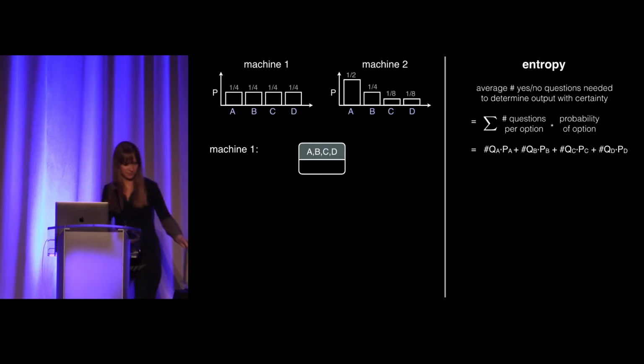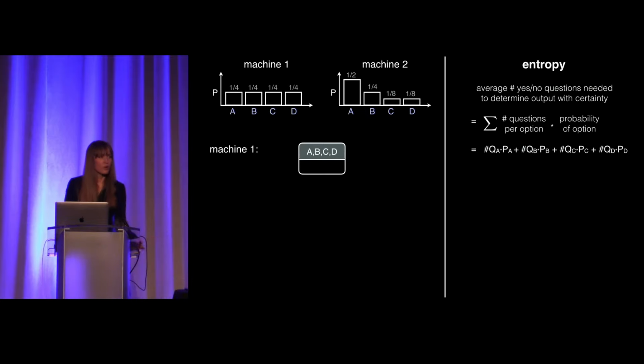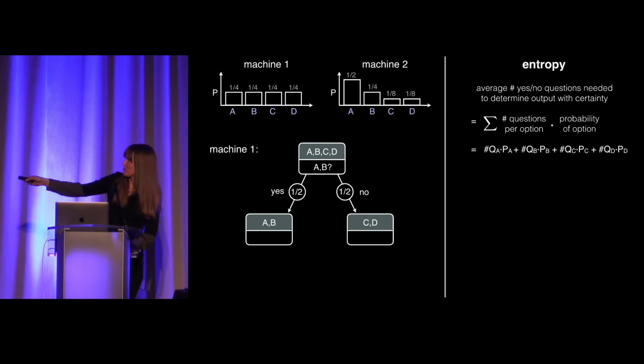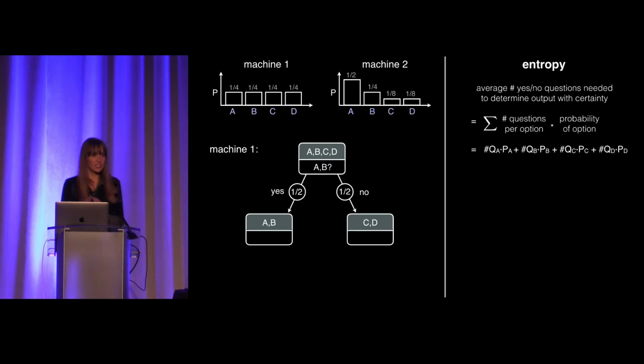Okay, good question. So we want to ask one yes or no question to divide the answer space in half. One question that we could ask is, is the output either A or B, or is it not A or B? If it is A or B, we know that it's one of A or B. If we get an answer no, we know it's one of C or D. And each of these things happens half of the time. We can see that by looking at this histogram up here. So this is what we mean by dividing the answer space in half, and then we can repeat.